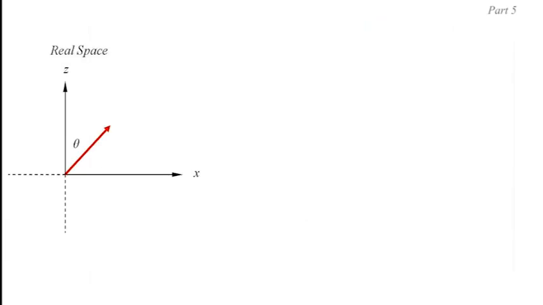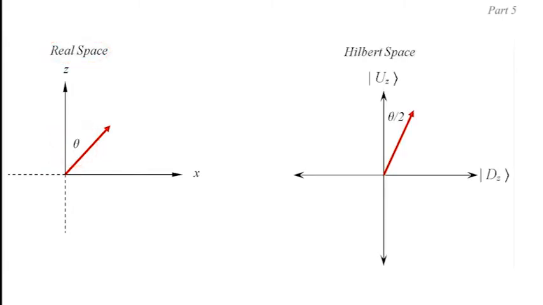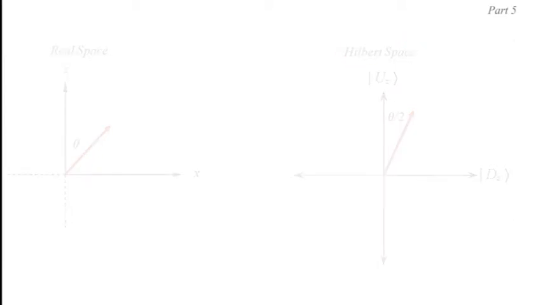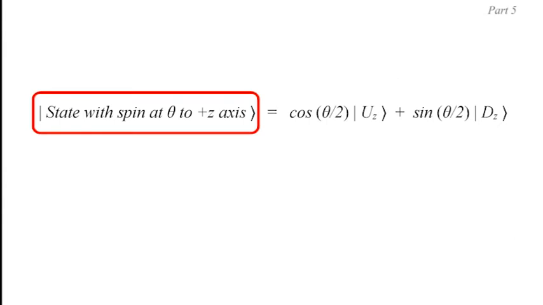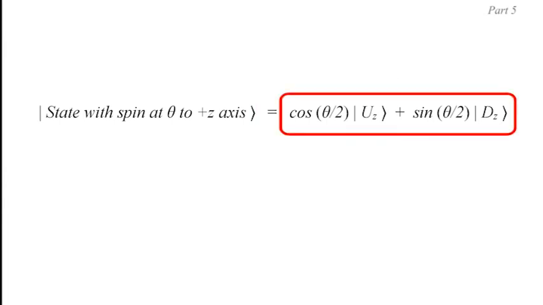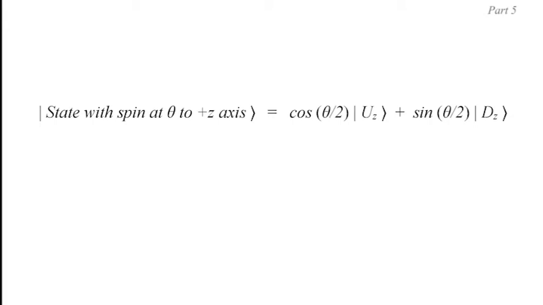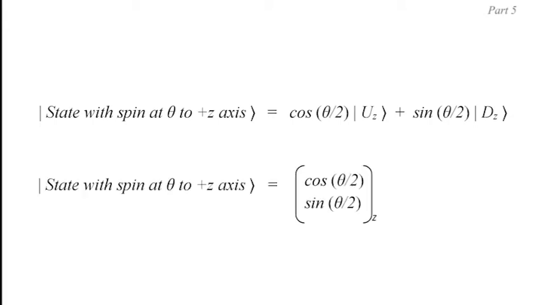More generally, of course, if we had a spin vector at theta degrees to the z-axis in real space, then the angle between the state vector and the up state would be theta over 2 in Hilbert space, and we could write down the state vector at theta degrees to the z-axis as cos theta over 2 times the up state plus sine theta over 2 times the down state. Or in column vector terms, it would simply be the column vector with cos theta over 2 in the upper position and sine theta over 2 in the down position.